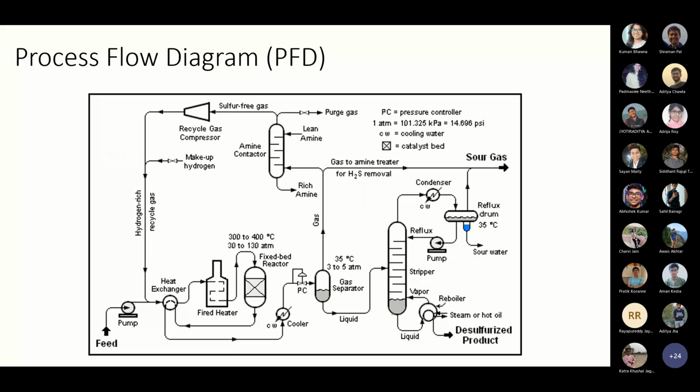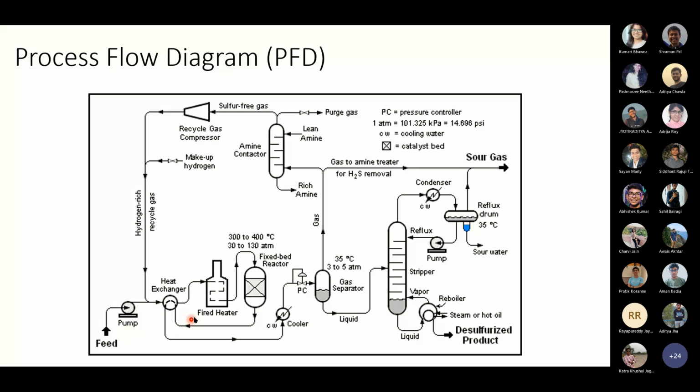Process flow diagram. In the process flow diagram, each process is represented with a specific symbol. Like for a reactor you will have one symbol. For a distillation column, we have another type of symbol. For a pump, we have a specific symbol. For a cooler, a specific symbol. For a control valve, a specific symbol. Like we have a pump here, and it is shown with this type of symbol.